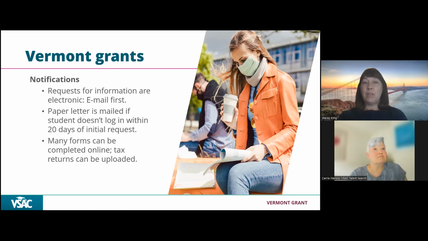The most common things it might be looking for would be copies of tax returns or W-2s, a parent's income and asset worksheet. Those are the two common ones. There are some other worksheets, but those are the most common requests.